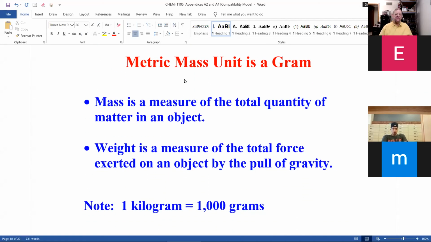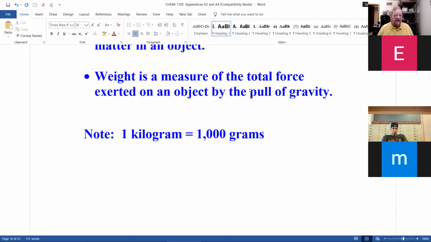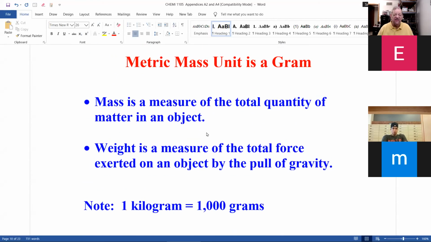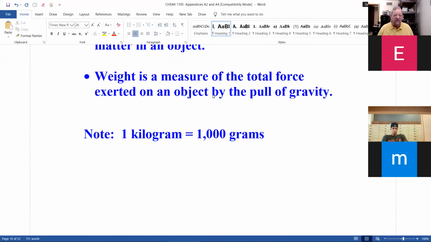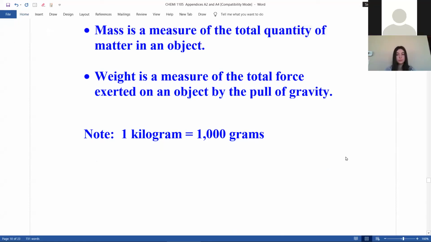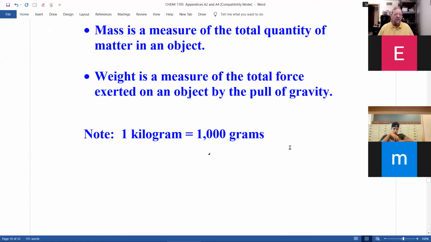Now, the unit for mass, meaning weight, is a gram. Mass is a measure of total quantity, and weight, which involves gravitational pull, is a measure using gravity. Since I already determined that none of us are leaving the planet for the rest of the semester, we'll use them interchangeably. And the important thing is 1,000 grams equals 1 kilogram.